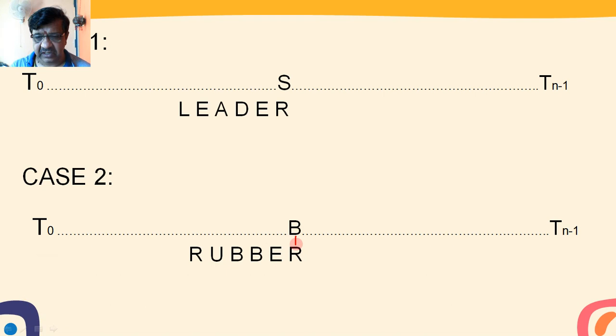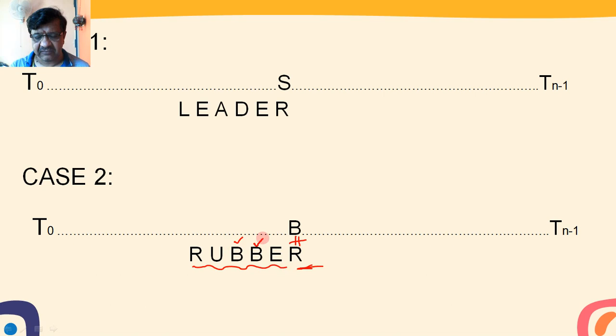The last character is not matching. When you start comparison from over here, R is not matching with B. B is the character found in the text, but there is an existence of B in the first m minus 1 characters. This is the first m minus 1 characters of the pattern, and there is an existence of B over here, and there is an existence of B over here.